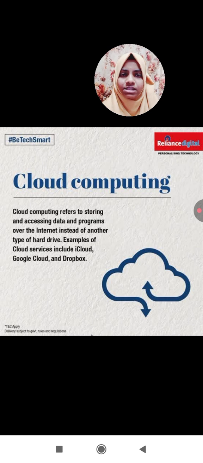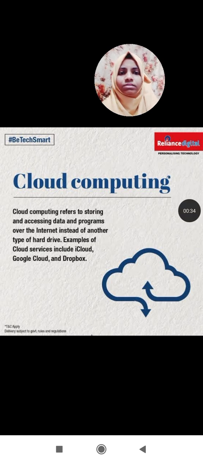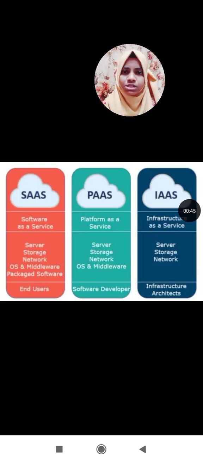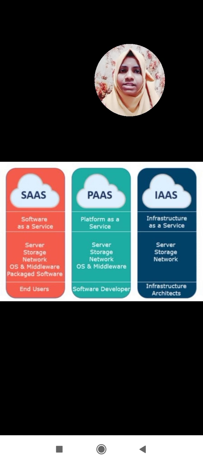Cloud computing is divided into two types, deployment model and service model. The deployment model is again subdivided into three types: public, private, hybrid. Now we are going to use the public model. The service model is also subdivided into three types: SaaS, PaaS, IaaS, which stand for software as a service, platform as a service, infrastructure as a service. Now we are going to use the software as a service model.